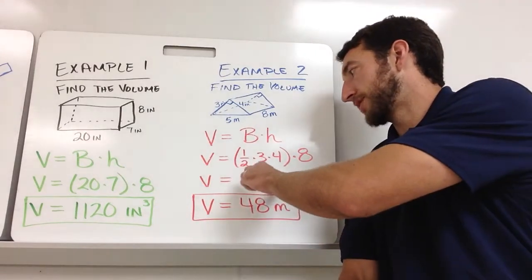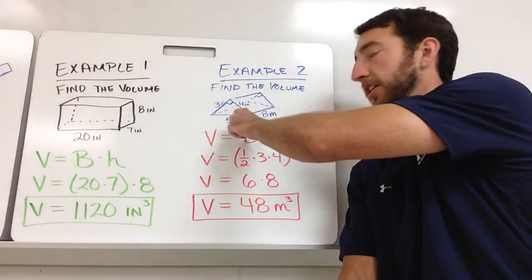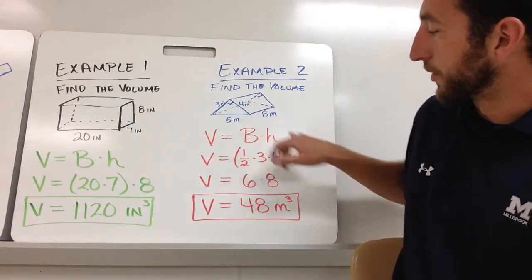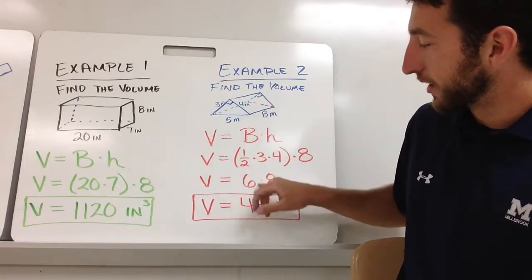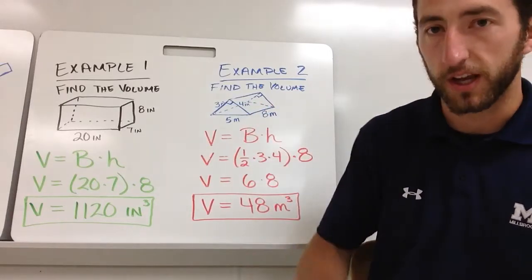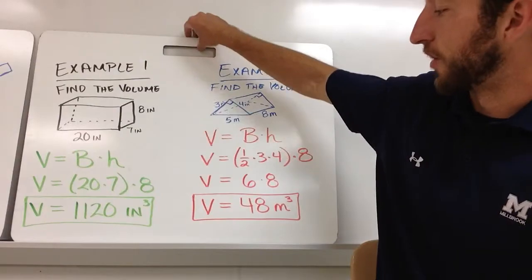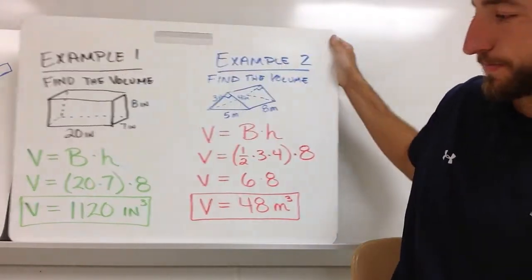All right, so we're doing 1/2 times 3 times 4. That's going to be my area of my triangle. And I'm going to multiply it by my height, which is 8. Simplify all that stuff. I get 48 meters cubed is my volume of that triangular prism.